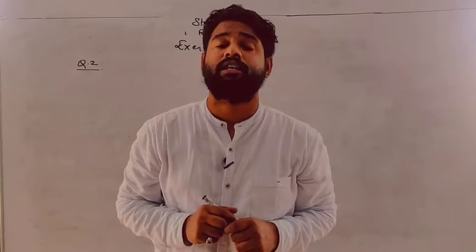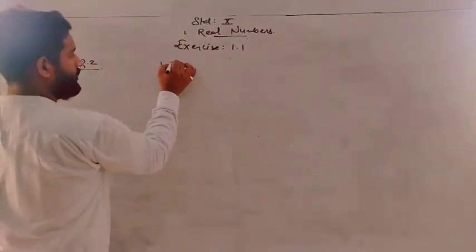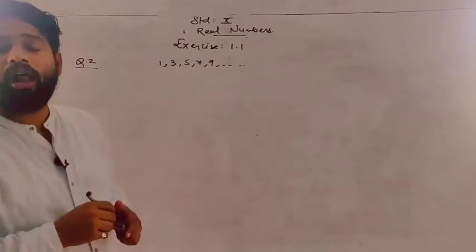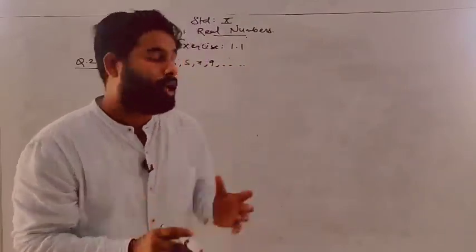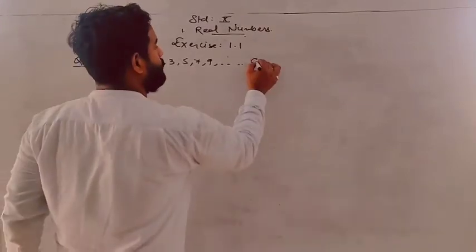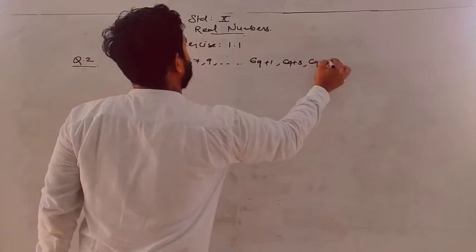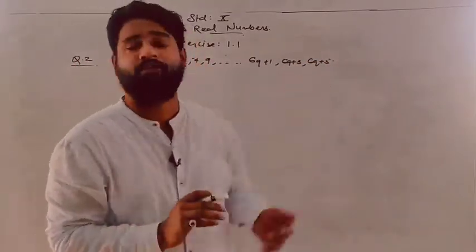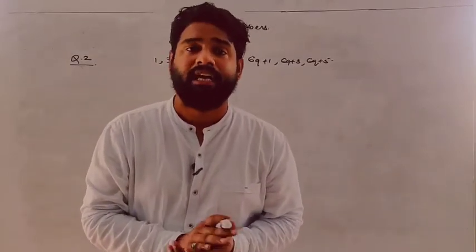Show that any positive odd integer. Now you know that positive odd integers can be 1, 3, 5, 7, 9 and so on. These are all positive odd integers. Now the question is, we have to show that all these odd numbers can be represented in the form of 6q plus 1, 6q plus 3, 6q plus 5. Every odd integer can be represented in this form.